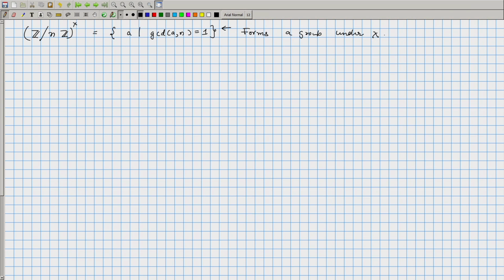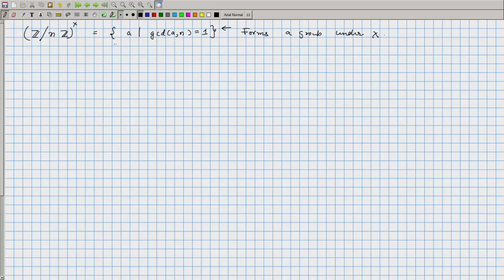There are at most n elements, 0 to n minus 1. From these, all the elements which could possibly not have inverses, we threw them out. Okay. And whatever remains, they will all have inverses, and that is precisely this collection. Okay. Why is this so?